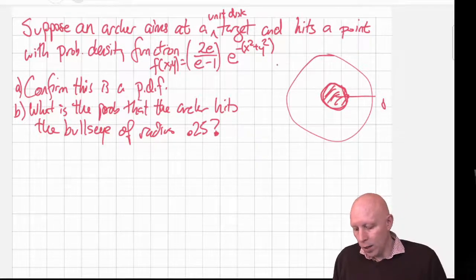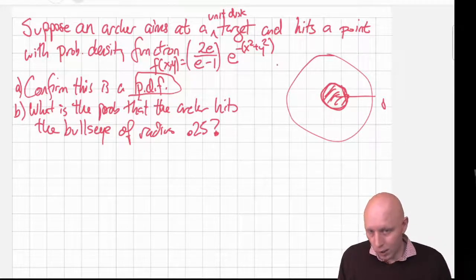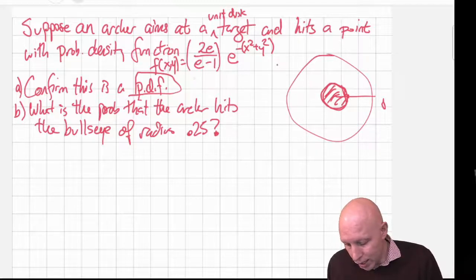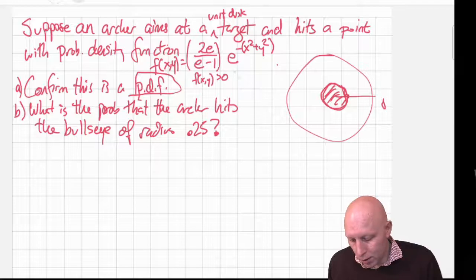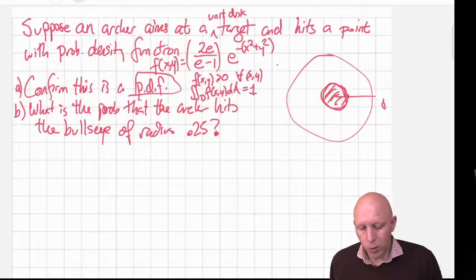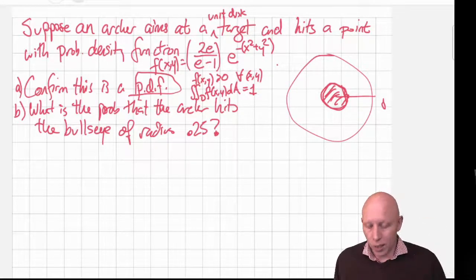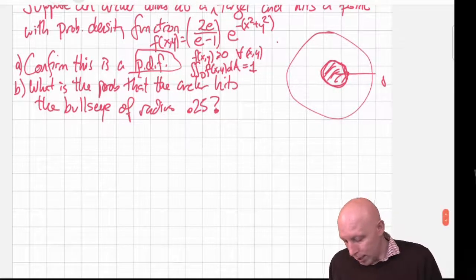All right, so what do we need for our function to be a probability density function? We need that it is always positive. f of x, y is greater than or equal to 0 for all x and y. And we need that the double integral over the domain of f of x, y dA is equal to 1. We need that the sum of all the probabilities for this region is going to be equal to 1. So let's set this up.